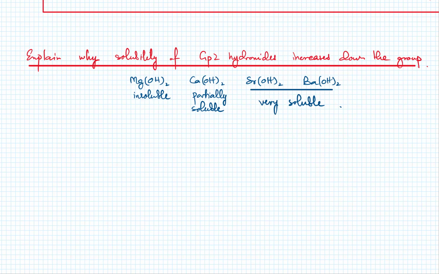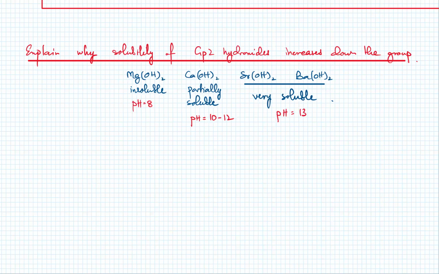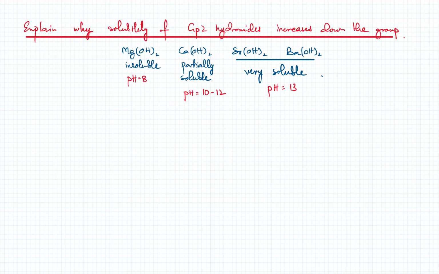And I'm going to write down their pH as well. The first one will probably have a pH of 8. And these would be very strongly basic. It's going to have a pH of 13. They're going to produce a lot of OH- ions. Calcium hydroxide would be somewhere around 10 to 12. So the last three are very basic. The first one is not going to dissolve, so it's not very basic. Everything else remains the same.